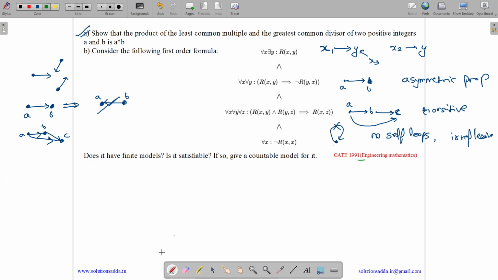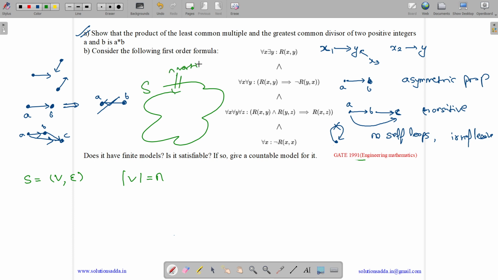So we will assume, let us suppose we have a structure S with V vertices and E edges, such that the cardinality of set V is n, which means we have a graph S with n vertices. Let us assume it follows all these properties. Now we have to prove that this is a contradiction, that it shouldn't be happening. So if we have n vertices and n belongs to natural numbers, what we mean by property A is that everyone should have an outgoing edge. So we should have n outgoing edges according to property 1.